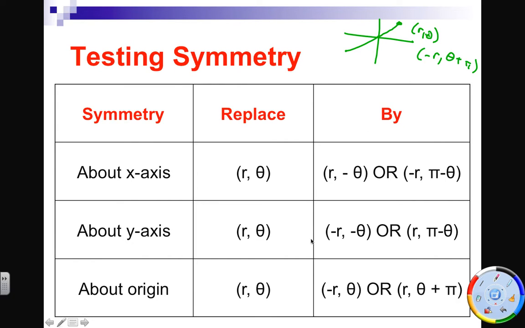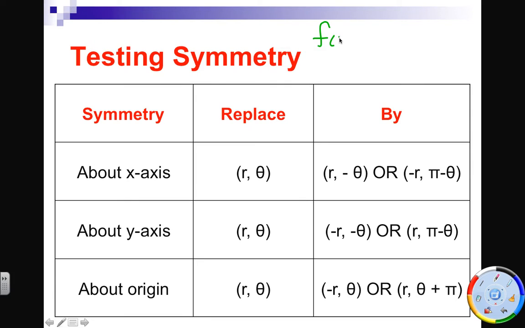If we want to test about the x-axis, we do r and negative theta, or this other version. If we want to test to see if it's symmetric about the y-axis, then everywhere we see an r and a theta, we plug in negative r and negative theta. Essentially, if we plug those things in and get out the original equation, then it's symmetric about either of these. Same thing goes with the origin. If the opposite of r and the same theta come out to the same original equation, we have symmetry about the origin.